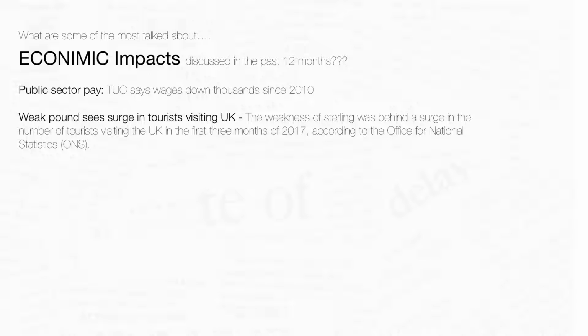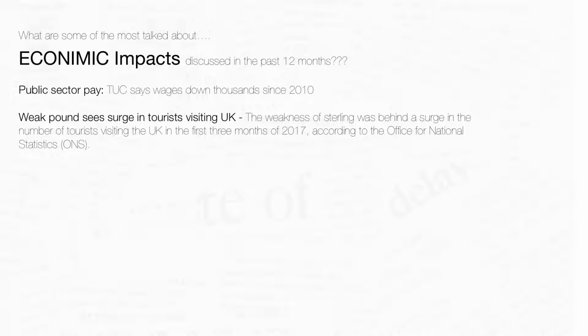Next up, what are some of the most talked about economic impacts discussed over the 12 months, do you think? First up, public sector pay. The TUC says wages are down thousands since 2010. In the UK, after the recession that we had in 2009, which has very much impacted throughout the world, public sector pay was put on freeze, and now a few years later, well actually getting on for 10 years later, people's wages still haven't risen.